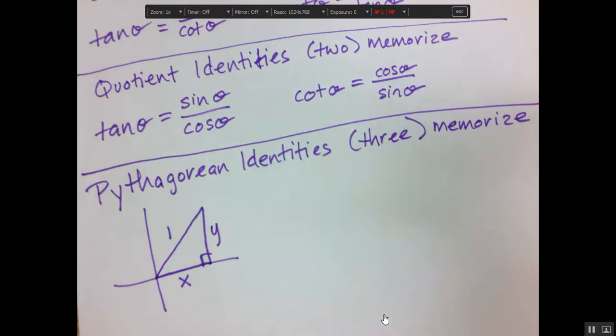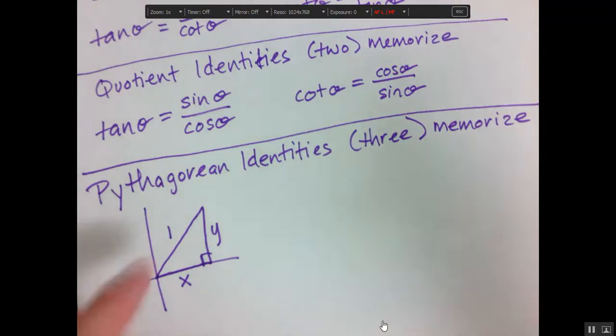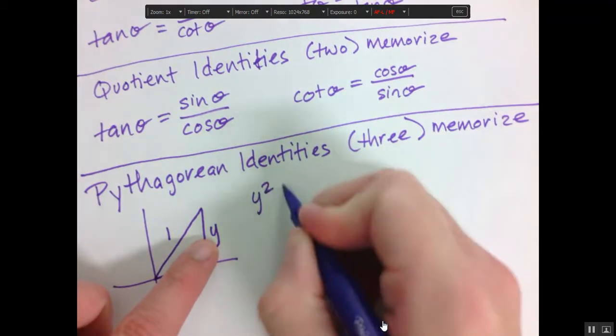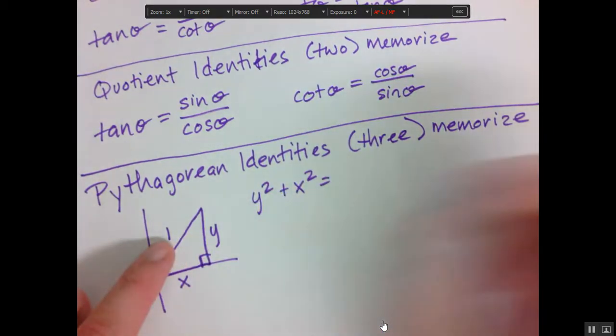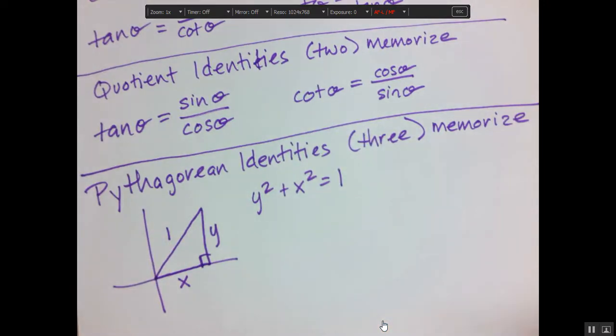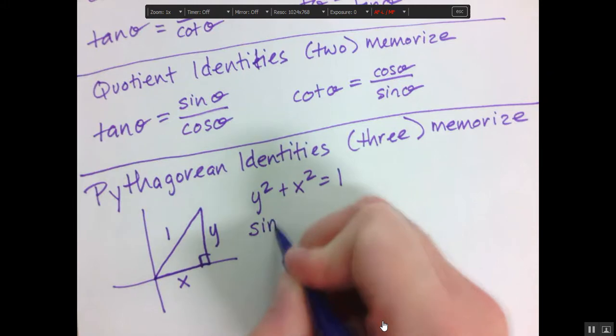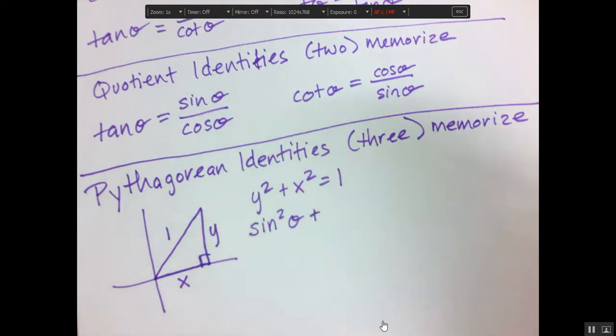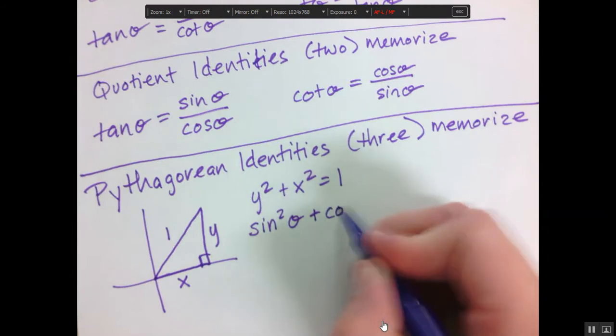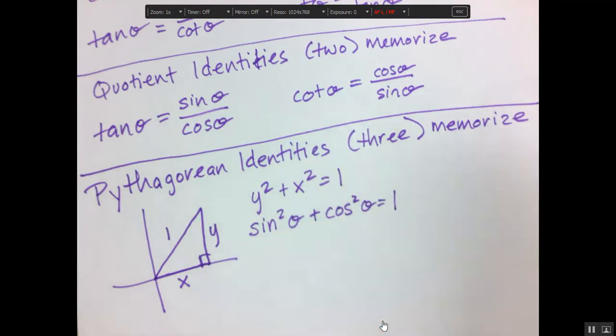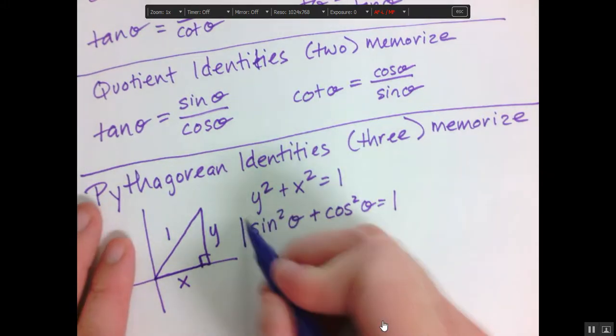So I just want you to write the Pythagorean theorem for this triangle while I pause for just a second. All right, so the Pythagorean theorem would be y squared plus x squared equals 1 squared, which is just 1. So what could we substitute for our y? What trig function? Sine, yeah. So we're going to put sine squared theta plus cosine squared theta, and that equals 1. All right, so here's the tricky part. This is one of our 3 Pythagoreans.